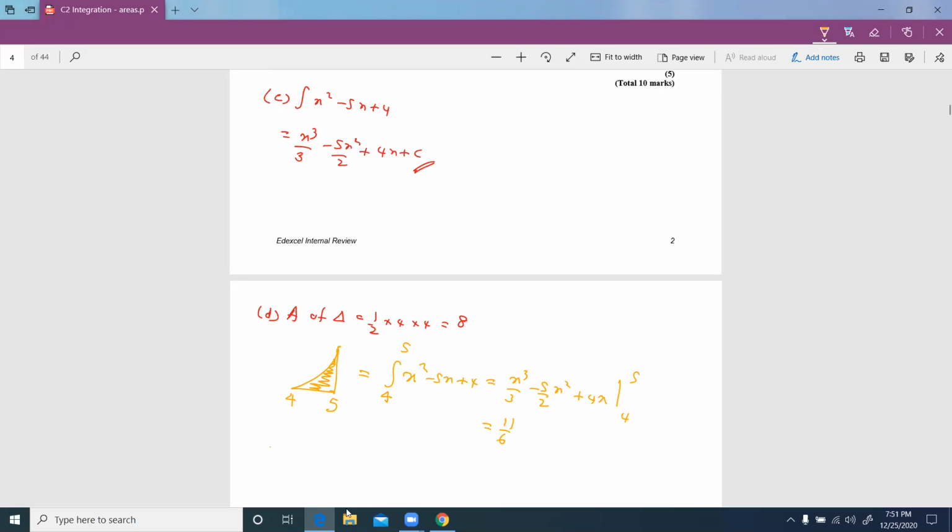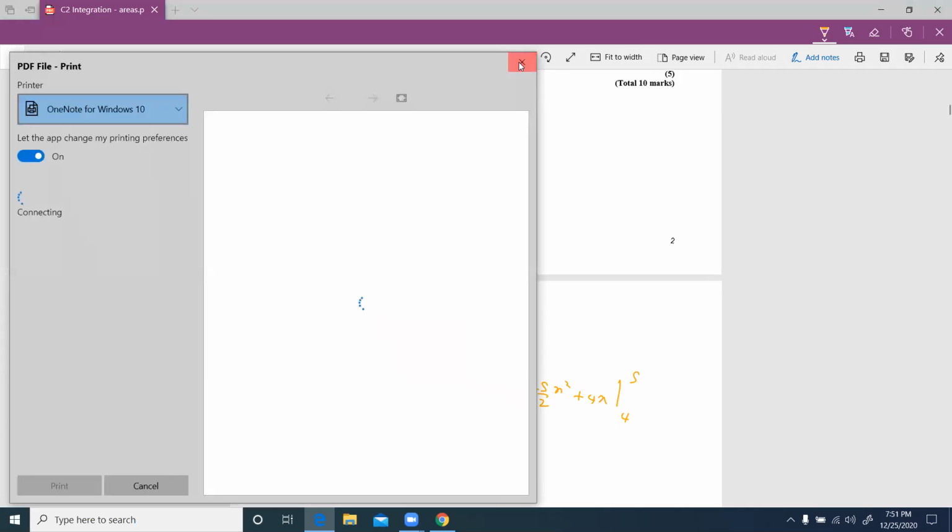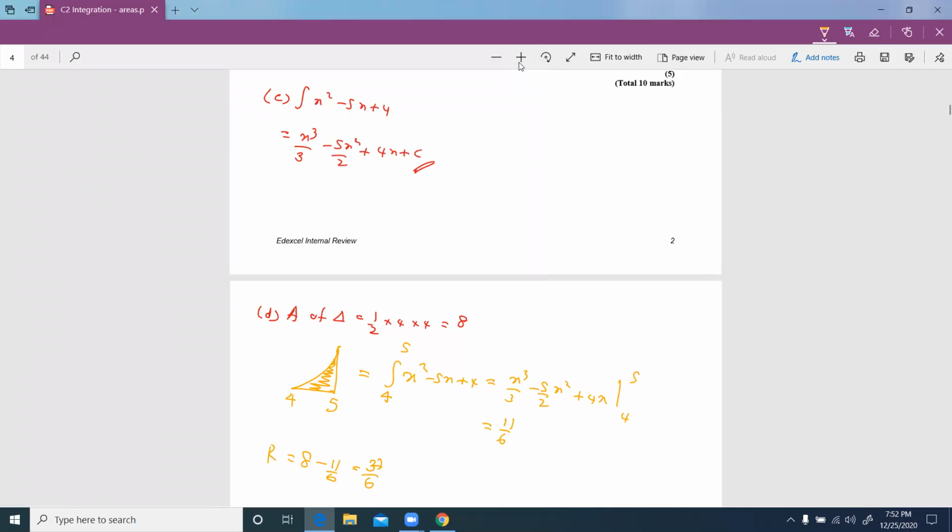Therefore, we need to find the required region R. If you subtract this area over here by this one, you get the required region. So that is 37 over 6. So this area becomes 37 over 6. Yeah, that's how to do it.